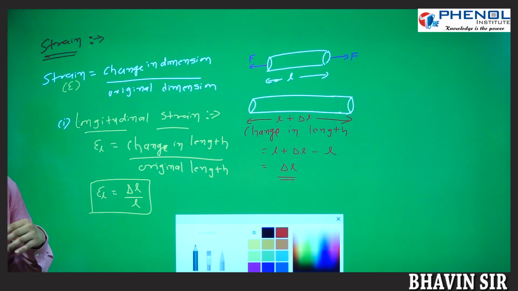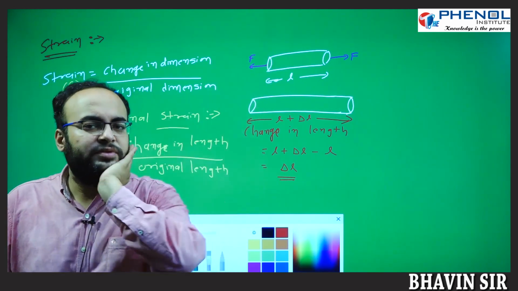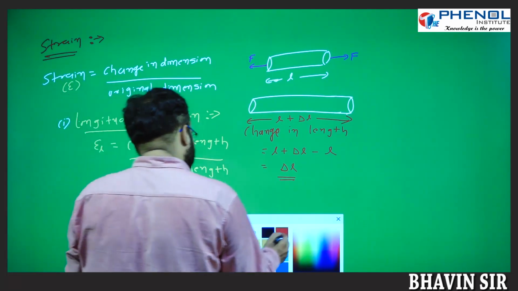Chalo, now next student, next we discuss what now. Longitudinal strain has two types: tensile strain and compressive strain.